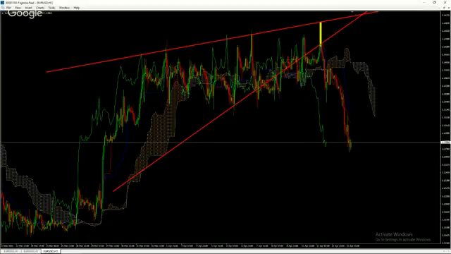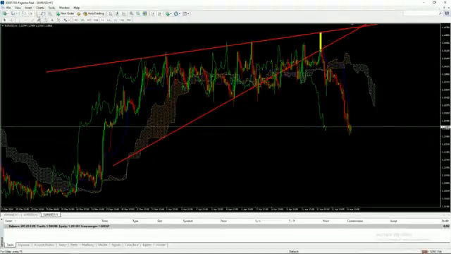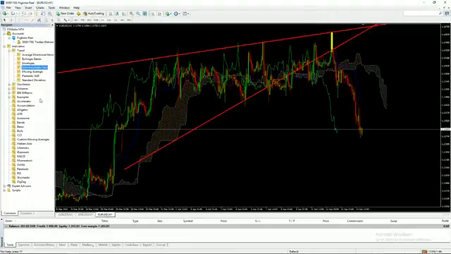Scott is asking me to spell out the indicator. Ichimoku is ICHIMOKU. Ichimoku. If you want to find it on your MT4, you should go to the Navigator or press Control and N together, and you will find it over here. Ichimoku, yeah, I spelled it right. Thank you, Scott, for putting me on the spot over here.